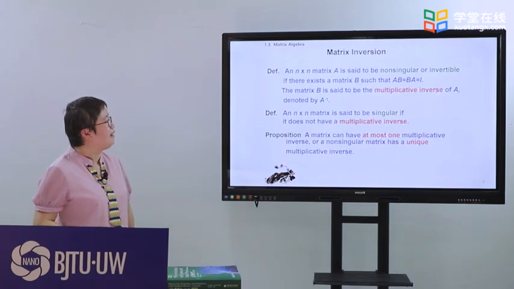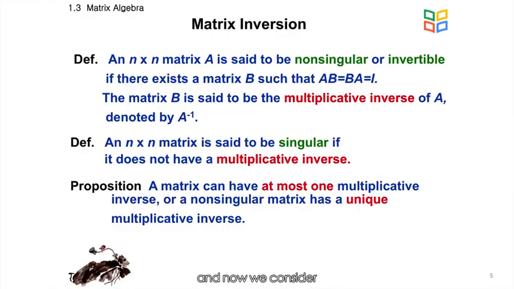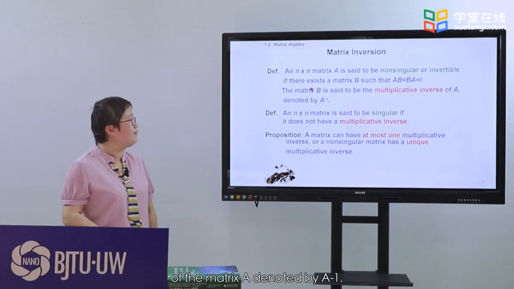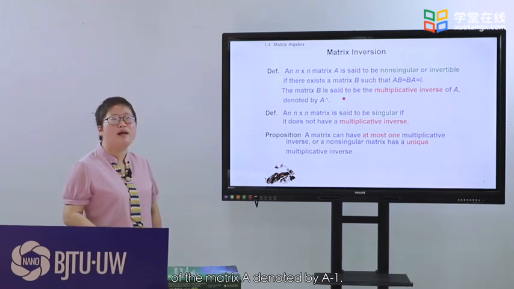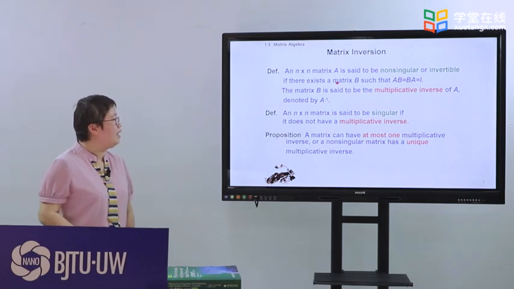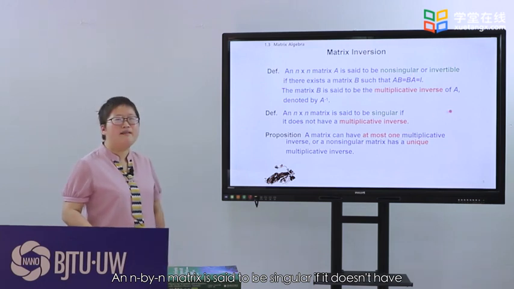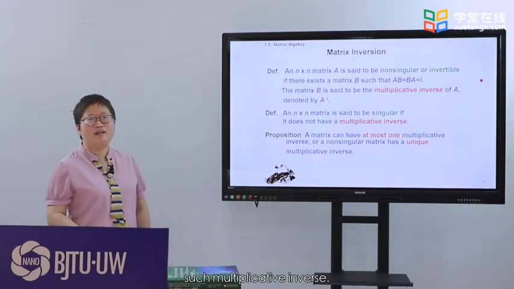Okay. And now we consider matrix inversion. An n by n matrix A is said to be non-singular or invertible if there exists a matrix B such that A times B equals B times A equals the identity matrix. The matrix B is said to be the multiplicative inverse of the matrix A, and we denote it by A minus 1. Okay, this is the inverse matrix.